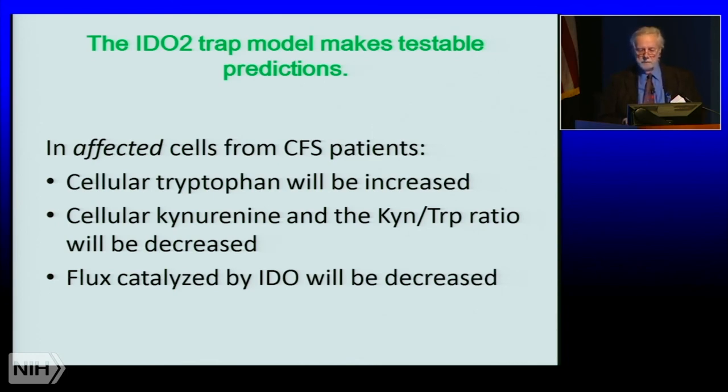Now, the way you measure that is mass spectrometry to measure tryptophan and kynurenine. We have a mass-labeled tryptophan that we can put in. We did the very first experiments. All six patients that we looked at first agreed with the prediction. Now, fortunately, we didn't run off and publish, which a lot of people might have done.